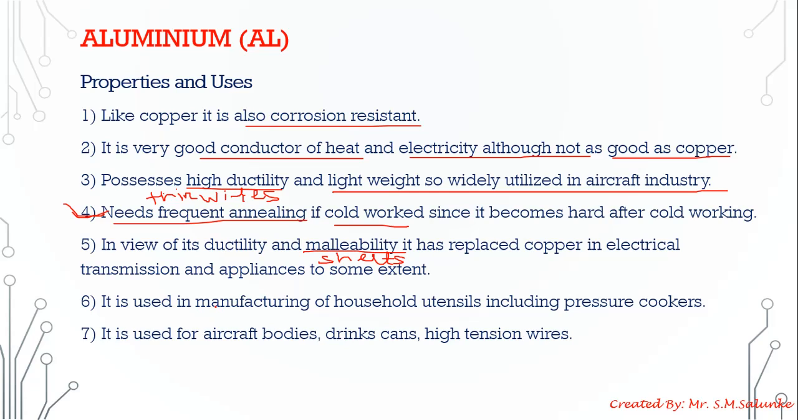Next is, it is used in manufacturing of household utensils, including pressure cookers. This is a very common use of aluminium, and everyone of us has seen aluminium utensils in our home. And next, it is used for aircraft bodies, drink cans, and high tension wires. This is something we have already seen, but never knew that it was aluminium. Drink cans are nothing but your cold drink cans. And high tension wires are used on electricity transmission poles.